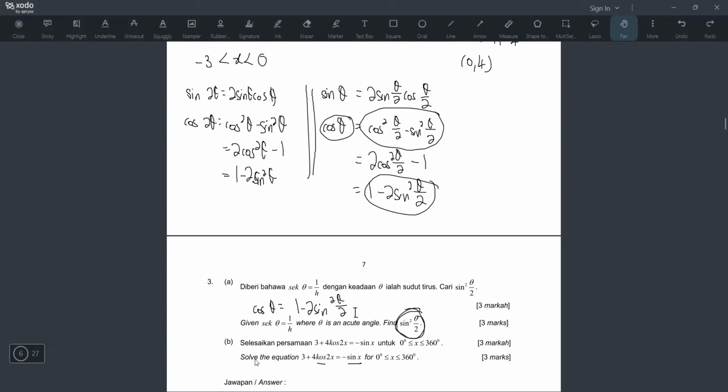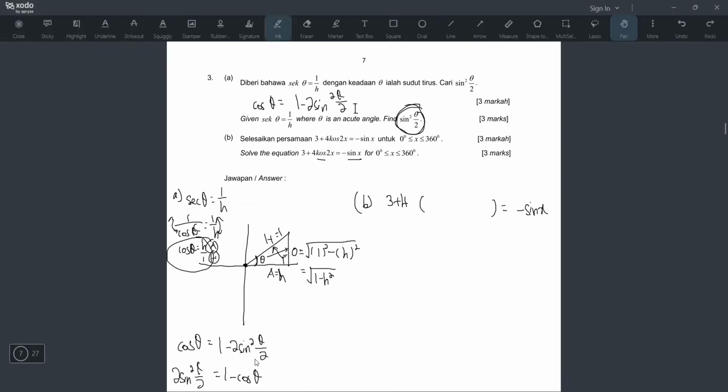Why not use the other one? Well, because it doesn't help, right? It's better to change to this, 1 minus 2 sine square, because if you change to this, you will realize now your equation only has sine, right? But you cannot write theta, of course. You have to write x, because for this case, they write x here, so you have to follow.